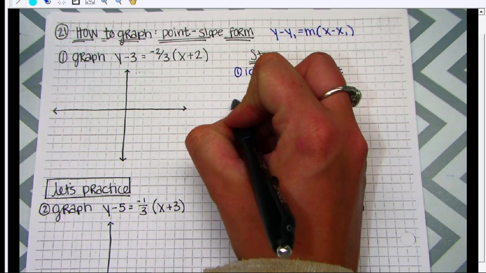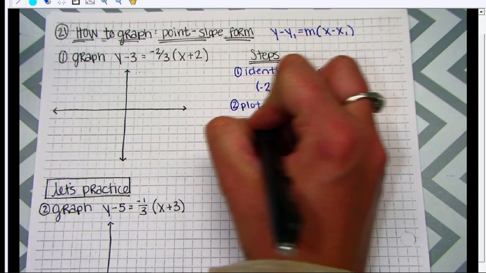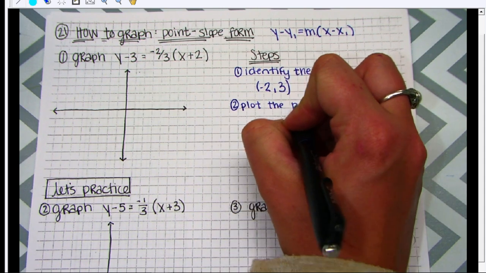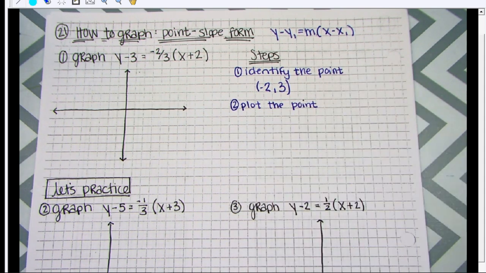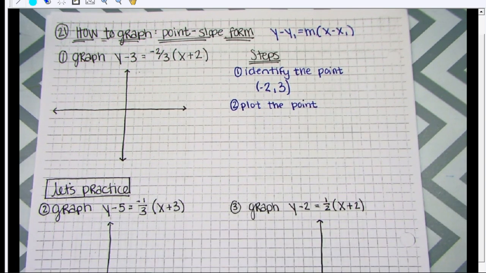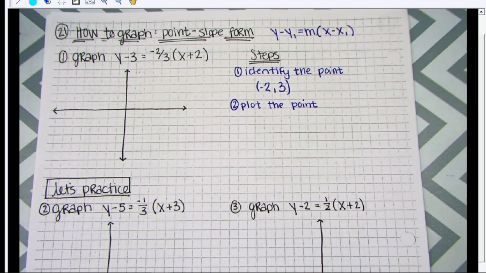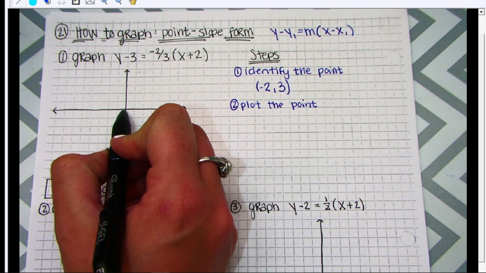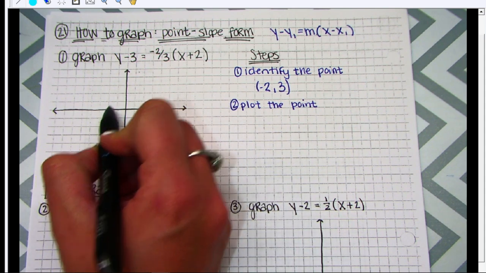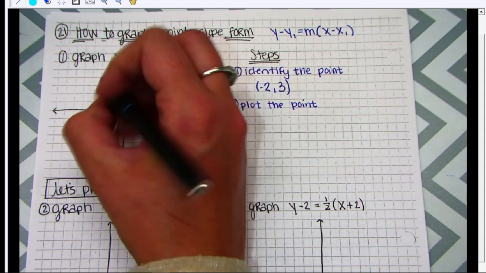Step two is to plot the point. Instead of doing a y-intercept and graphing the y-intercept, we're actually going to plot the point. This is why pulling the point out correctly makes a huge difference. We want to make sure we get the correct negative and positive signs, because if we don't, we're going to graph it wrong. So negative 2, 3: I go in the x direction negative 2, and then up 1, 2, 3.